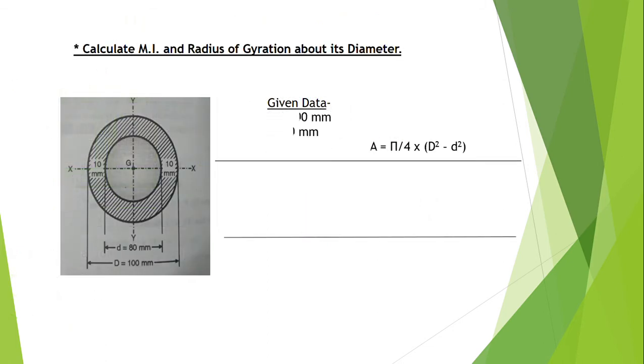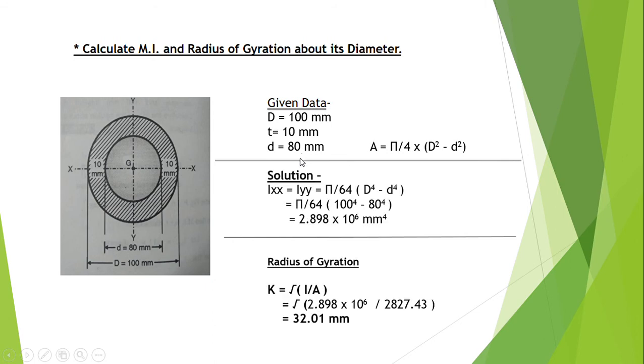The next one is about the hollow circular section. Here you can see the outer diameter is 100 mm and the inner diameter is 80 mm. Now capital D is 100 mm and small d is 80 mm. For the hollow circular section, as we know, the formula for Ixx and Iyy will be the same. It is pi by 64 in bracket capital D raised to 4 minus small d raised to 4. By putting the values and calculating, we get the answer 2.898 into 10 raised to 6 for this section.